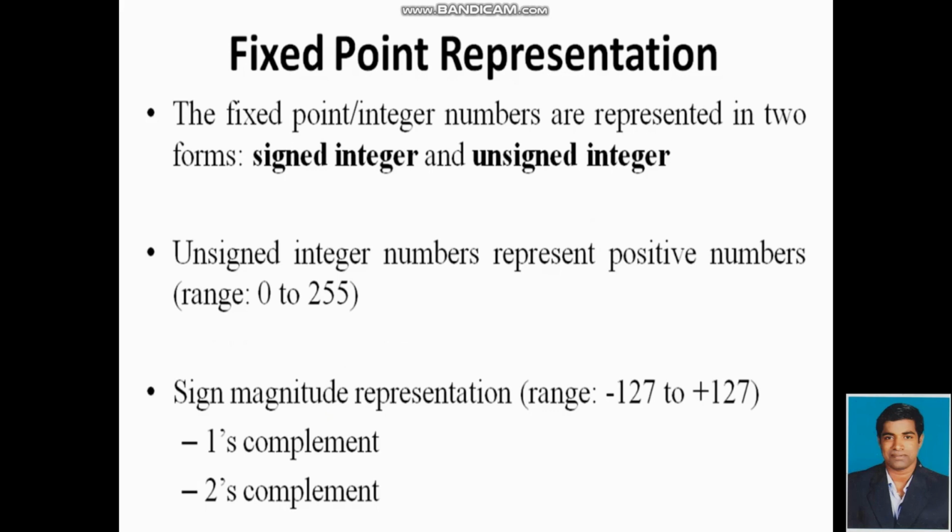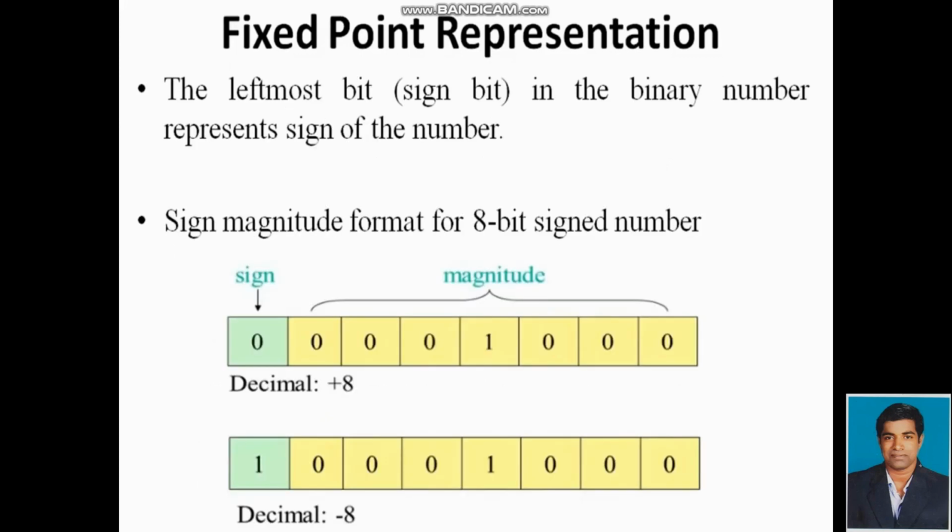Here we are using ones complement and twos complement techniques. In fixed point representation, the leftmost bit, the sign bit in the binary number, represents the sign of the number. Sign magnitude format for an 8-bit signed number. For example, decimal plus 8: for positive values, the sign bit is 0 and the remaining magnitude bits are 0, 0, 0, 1, 0, 0, 0.